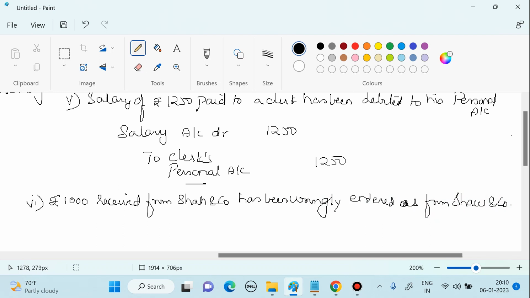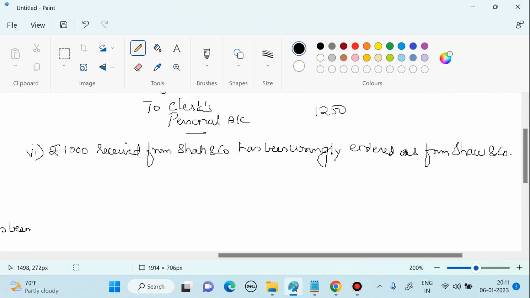Next one. Rupees 1000 was received from Shah and Company. So when you receive money, you should have written the entry cash or bank account debit to Shah and Company. That should have been the entry. But what happened? You wrongly entered in Shaw and Company. There are two people who are supposed to pay. One is Shah and the one is Shaw. So instead of the correct person, what did you do? You put it into Shaw. So what did you record it as?